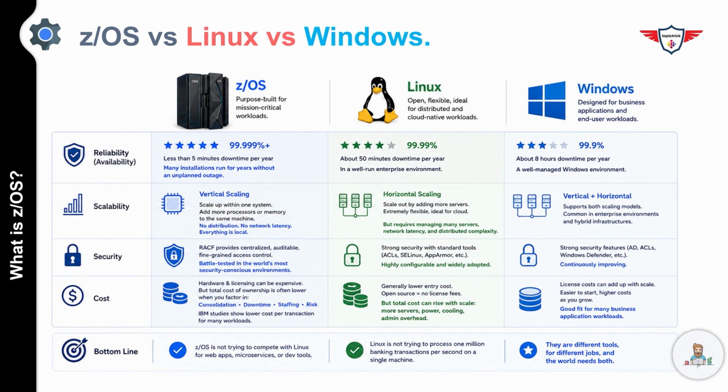So Linux actually scales horizontally. You can add more servers to handle more load. This is how cloud platforms work and it is extremely flexible. But it also means managing hundreds or thousands of servers, dealing with network latency between them, and handling the complexity of distributed systems. On the other hand, when you have z/OS, it scales vertically and very effectively.